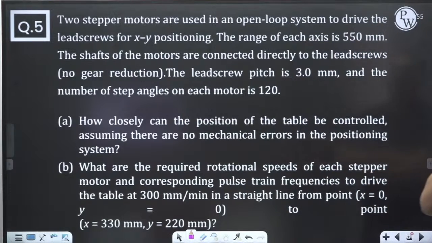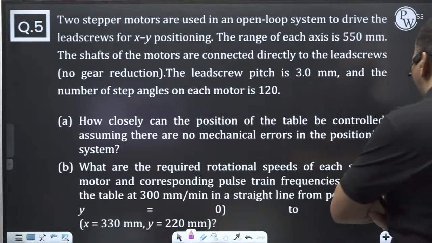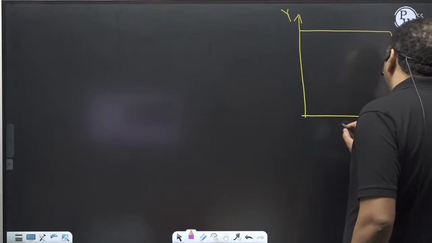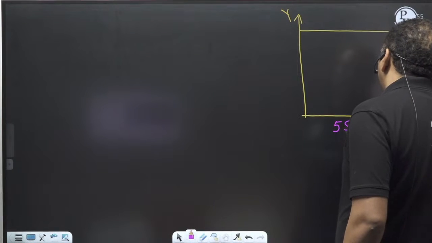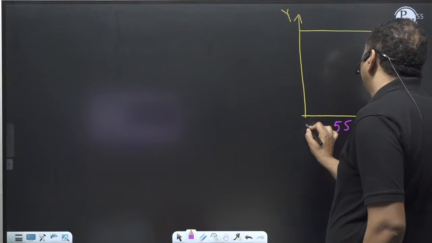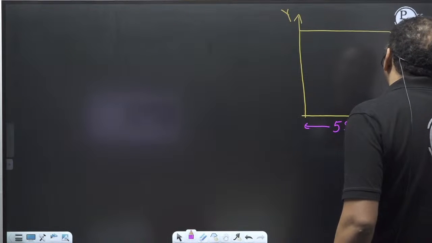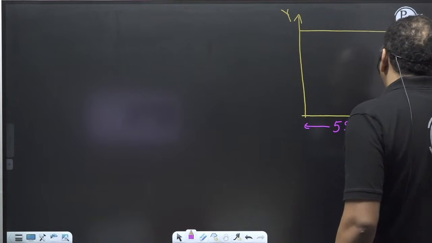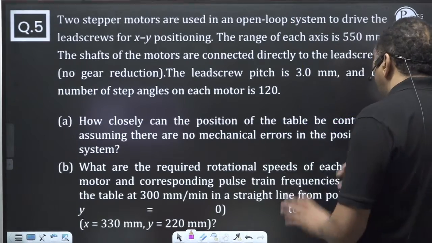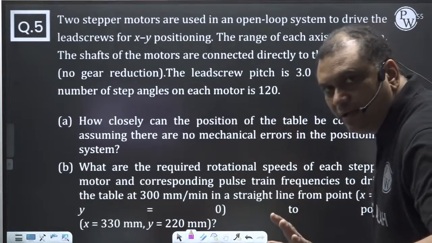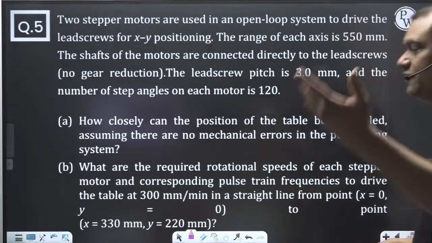So the range of each axis is 550. Range is the same in both cases. I'm just comparing the data. Later on we will solve it. First of all, let us compile the data.